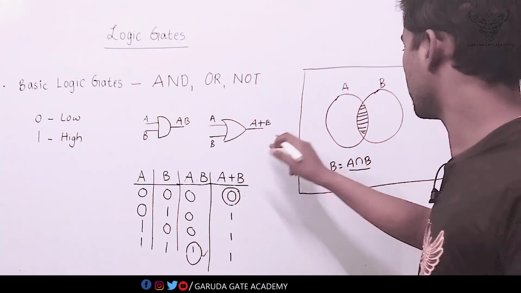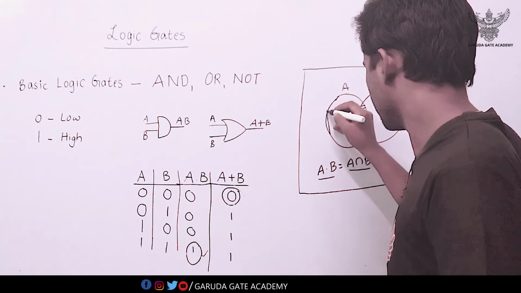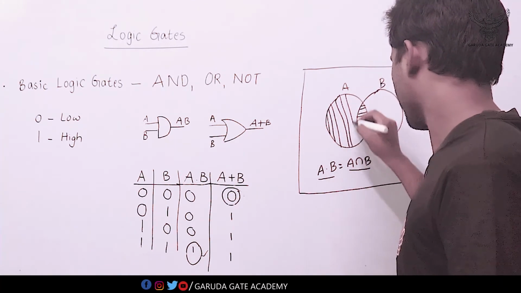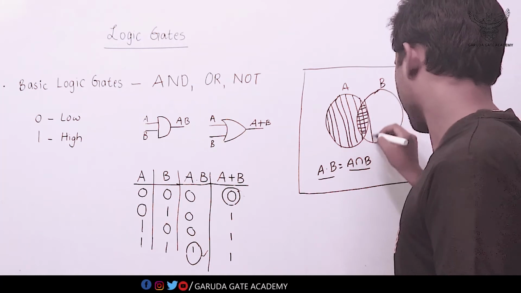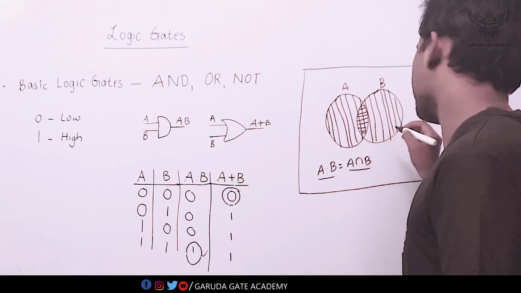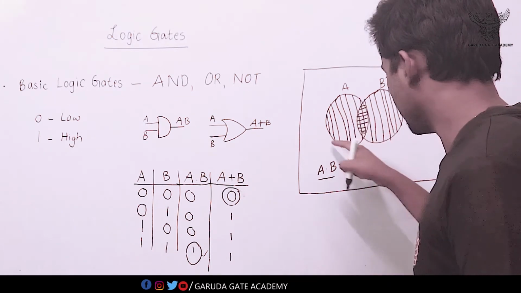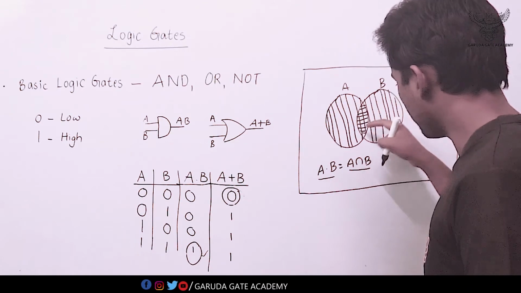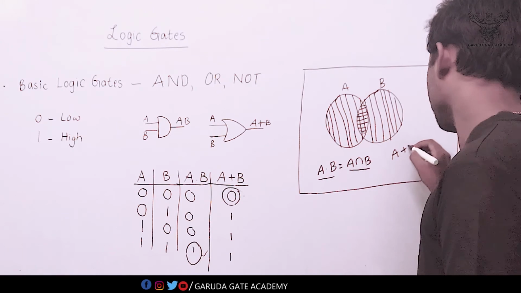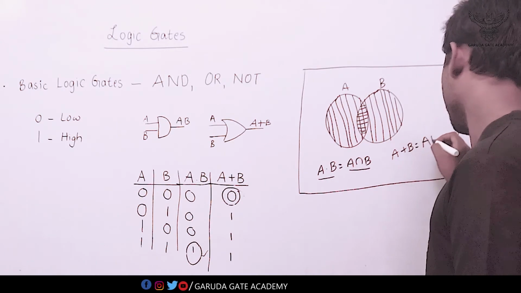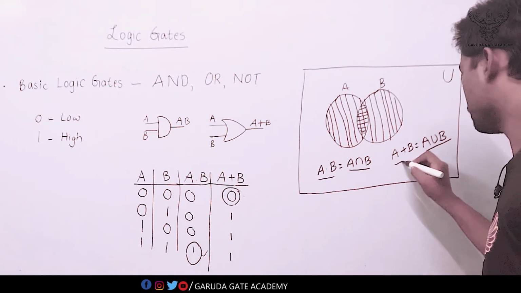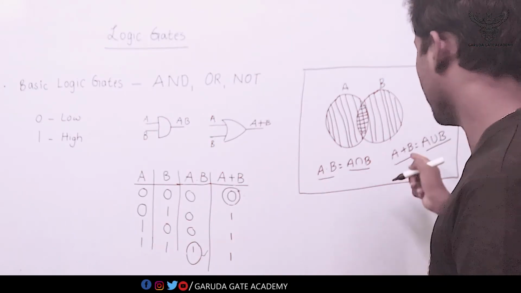And the next one, the OR gate. The OR gate can be represented like this. That means this part, this intersection part and this one also come under A or B. Here A union B will be equivalent to A or B.